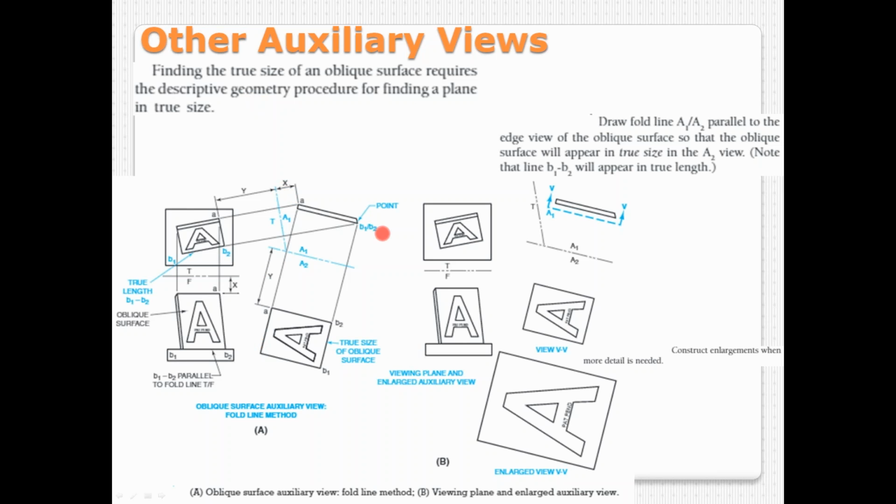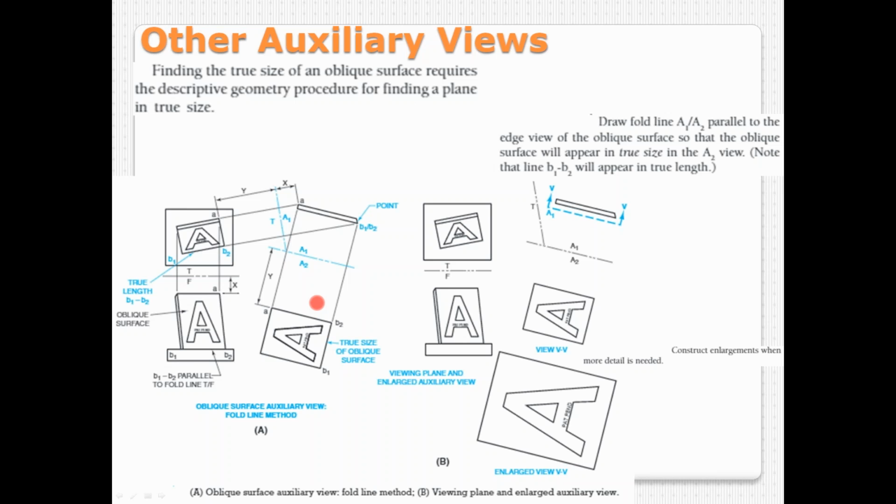This is again the same picture from the previous slides, and drawing the fold line A2 parallel to the edge view of the oblique surface, whichever is the oblique surface, so that the oblique surface will appear in true size in the A2 view. And note that line B1, B2 will appear in true length. So your B1, B2 is the true size of the oblique surface.